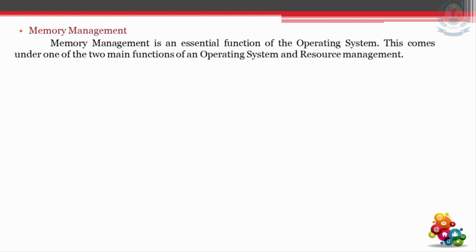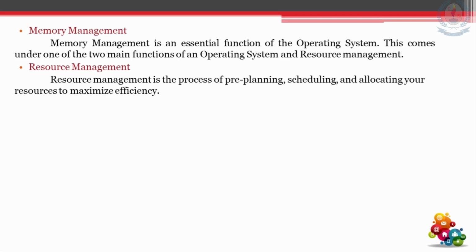So let's see what memory management is. Memory management is an essential function of the operating system. This comes under one of the two main functions of an operating system, along with resource management. Then, what is resource management? Resource management is the process of pre-planning, scheduling, and allocating your resources to maximize efficiency.